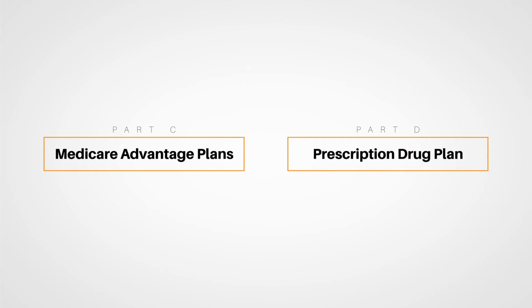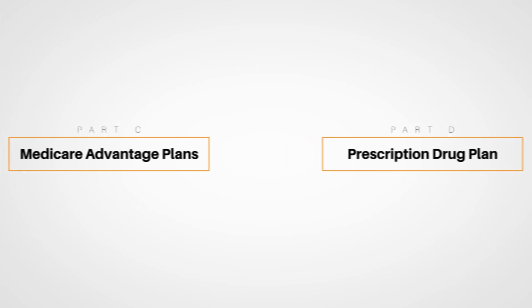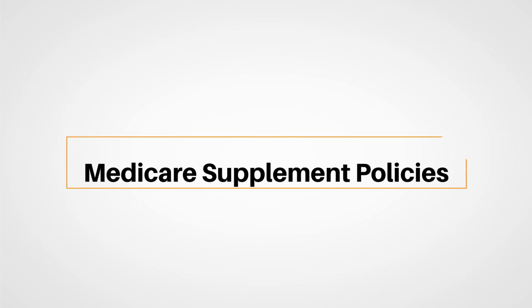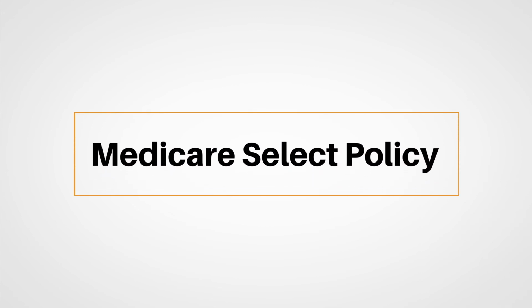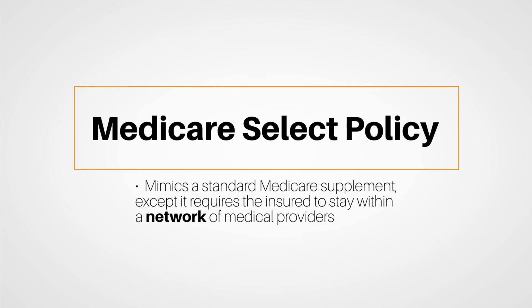Part C plans are referred to as Medicare Advantage plans. They're another option for those on Medicare in addition to Medicare supplement policies, which are addressed in a separate lesson. Medicare supplement policies, known as Medigap contracts, are discussed, and the section will finish with a specific kind of Medigap policy called the Medicare Select policy, which mimics a standard Medicare supplement, except it requires the insured to stay within a network of medical providers, whereas a standard Medigap contract is an any provider policy.